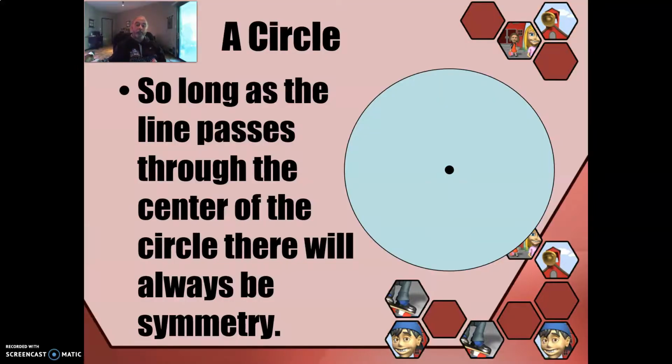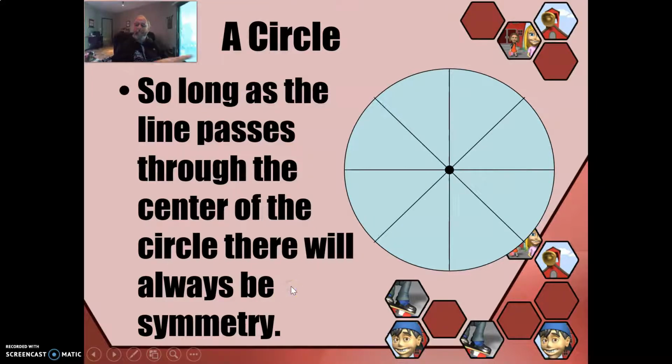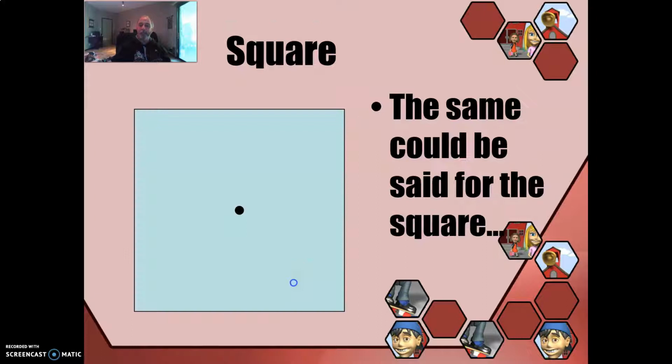Okay, lines of symmetry. So how do we cut shapes up? Well, circles are pretty darn easy to do, actually. So long as the line passes through the center of the circle, there will always be symmetry. So I can draw the line any which direction, and it's going to make a symmetrical half circle, so long as it passes through the middle point.